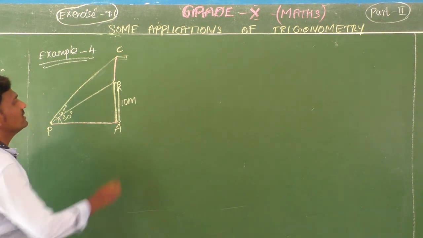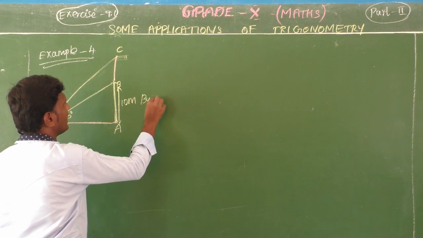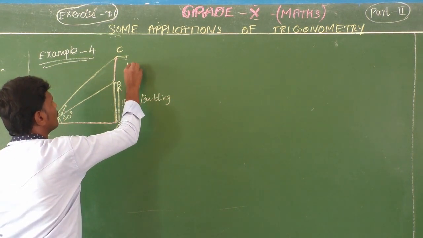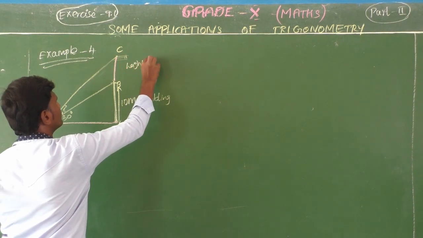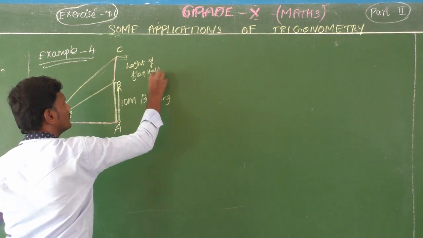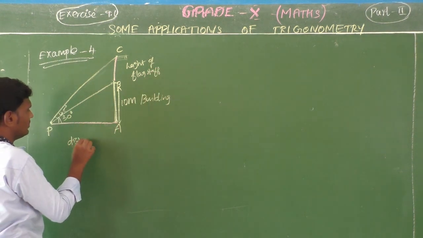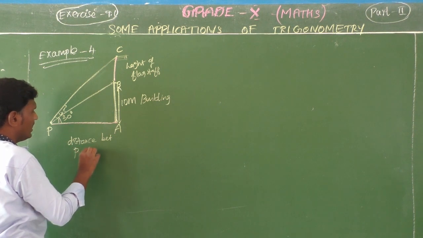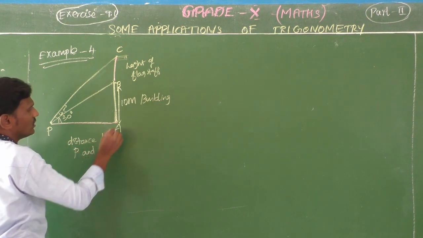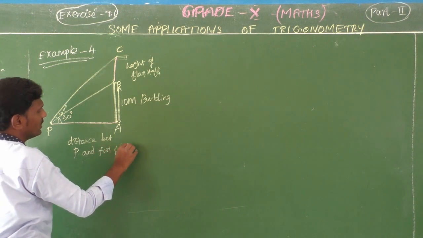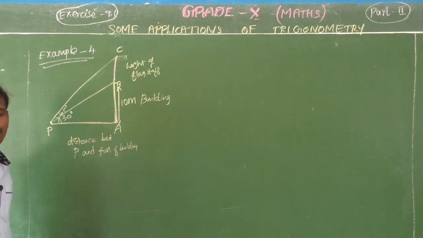Now this is a building. AB is a building. This is the height of the flagstaff. And this is the distance between the point P and the foot of the building. If you need to write it, otherwise leave it, no problem.